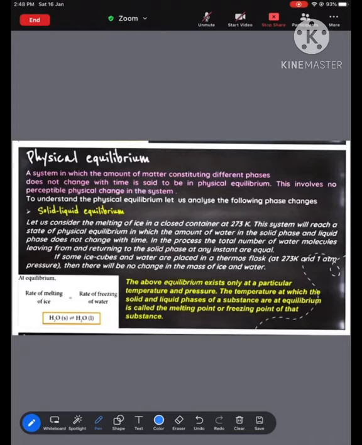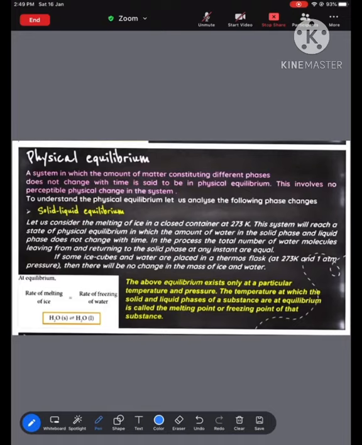So in the process, the total number of water molecules leaving from and returning to the solid phase at any instant are equal. When this system attains a state of equilibrium, the number of water molecules from ice turning into water is equal to the number of molecules turning from liquid water to ice. So if some ice cubes and water are placed in a thermoflask, which is a closed system where neither heat nor matter escapes, at a temperature of 273 Kelvin and 1 atmospheric pressure, there will be no change in the mass of the ice or the water.